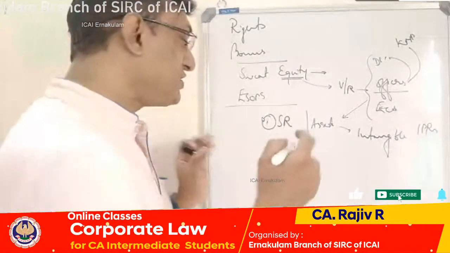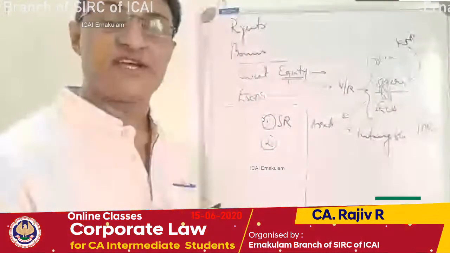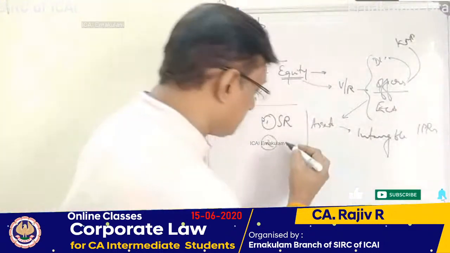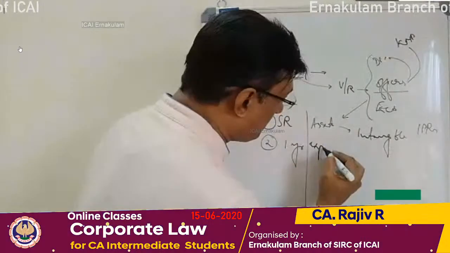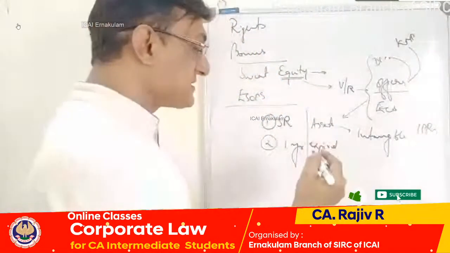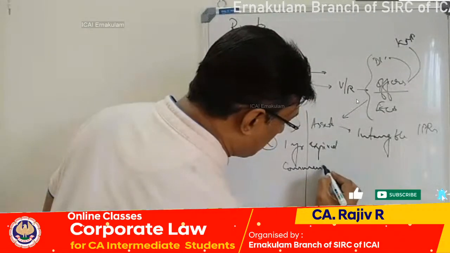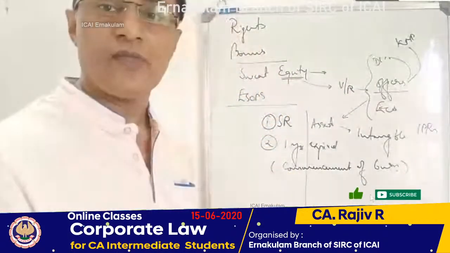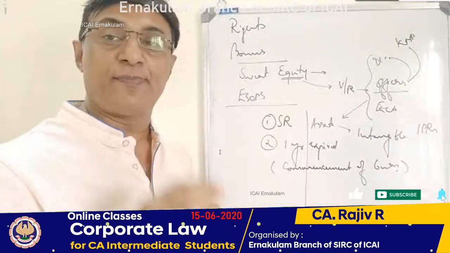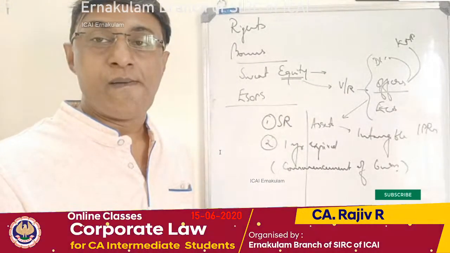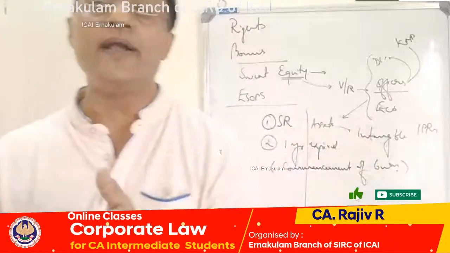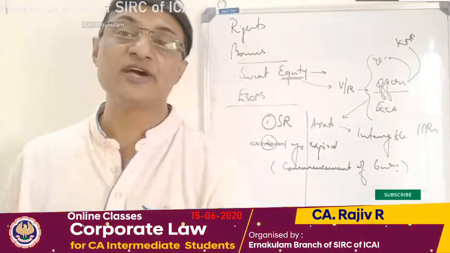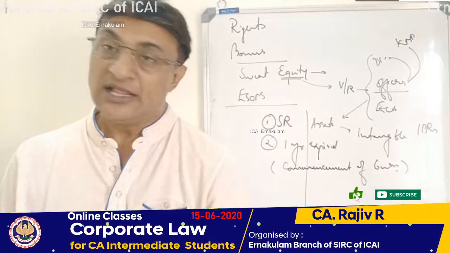Now, there is a condition that the sweat equity shares may be issued only after at least 1 year has expired from the company's commencement of business. Which means that a company cannot make the first issue of capital as a sweat equity. So there must be a gap of at least 1 year from the date that the company has commenced the business. Then only you can make a sweat equity. This is the second condition.